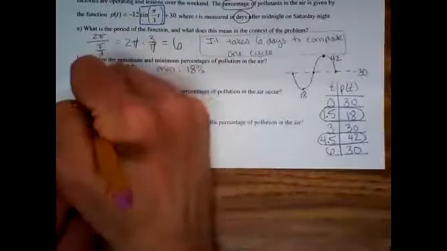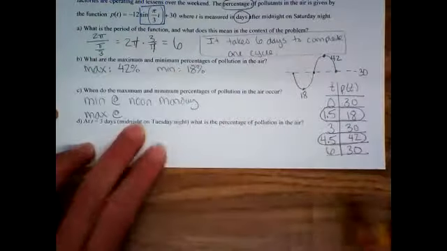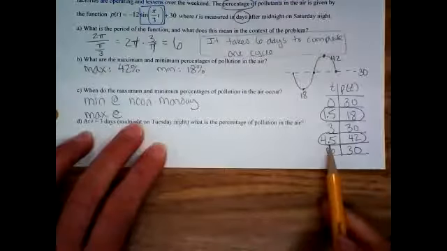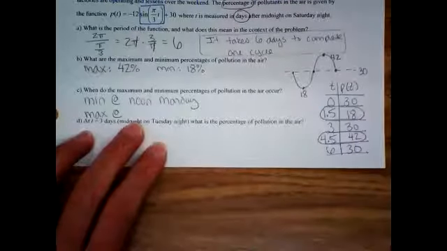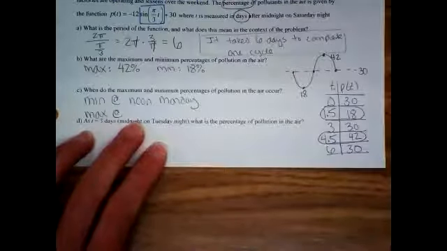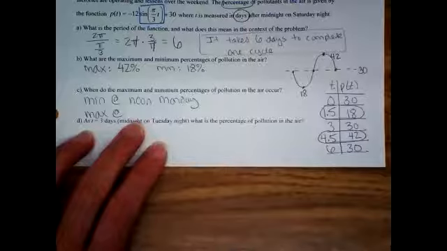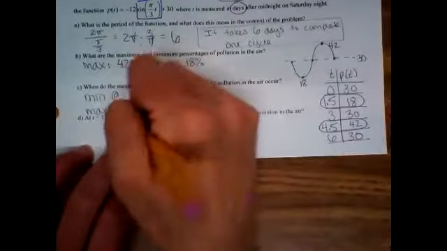And then the maximum is 4.5 days into the cycle. So again, we started at midnight on Saturday. Okay, so 4 days. Midnight on Sunday, midnight on Monday, midnight on Tuesday, midnight on Wednesday. And then if you go another half a day, that would take you to noon on Thursday. Good, thank you.